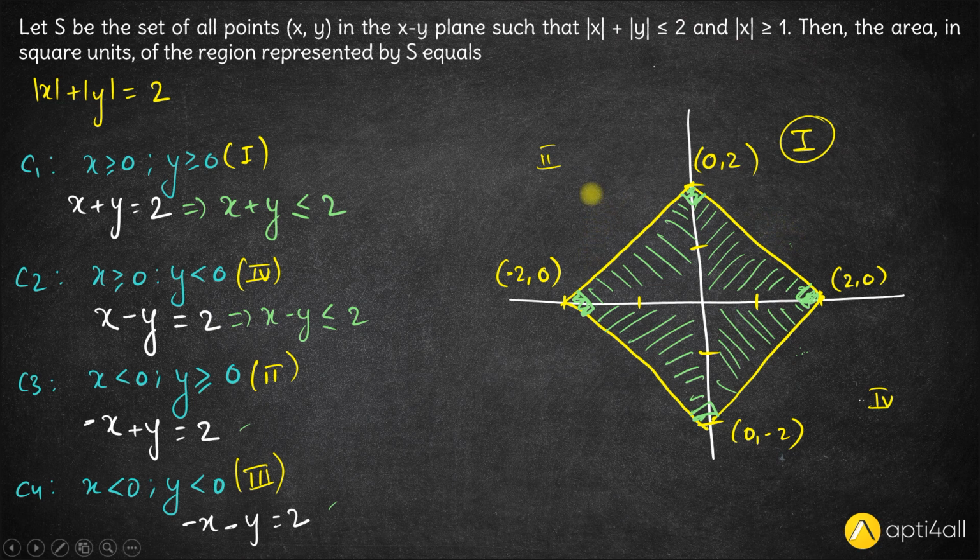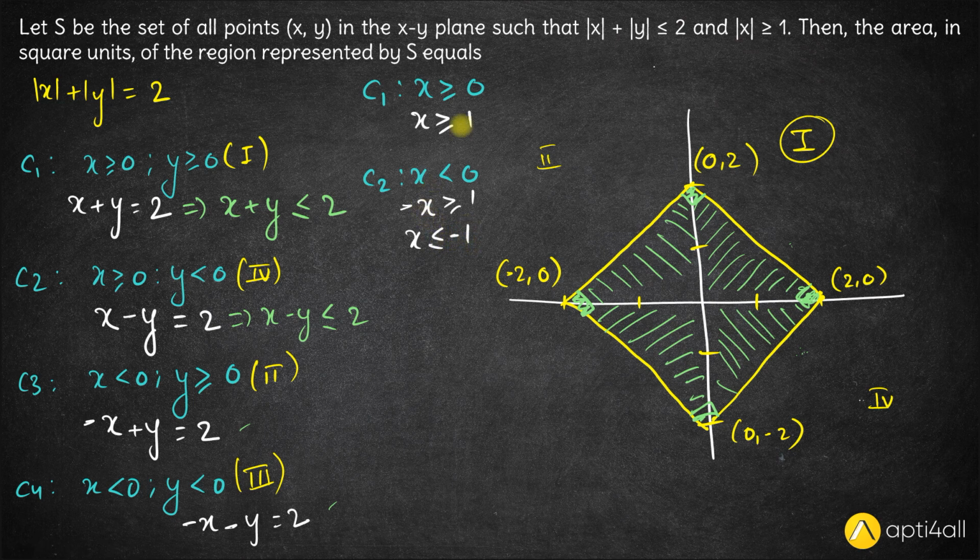Fine. Next, let's look at the second function that is given to us, that mod of x is greater than or equal to 1. Now here also you'll have two cases. Case 1 when x is greater than or equal to 0, and case 2 when x is less than 0. If x is greater than or equal to 0, mod of x will be x, which is greater than or equal to 1. If x is less than 0, mod of x will be minus x, which is greater than or equal to 1. Hence x is less than or equal to -1. This is what we will get.